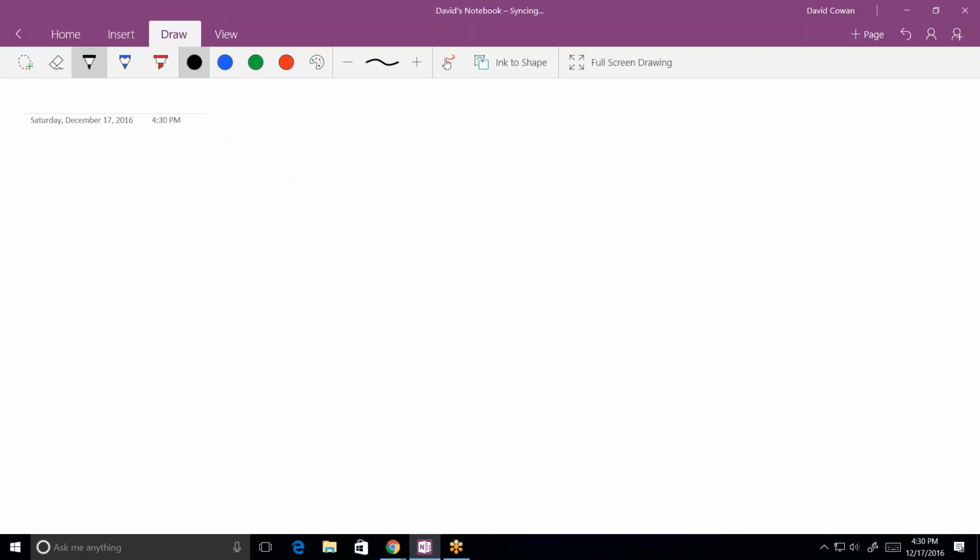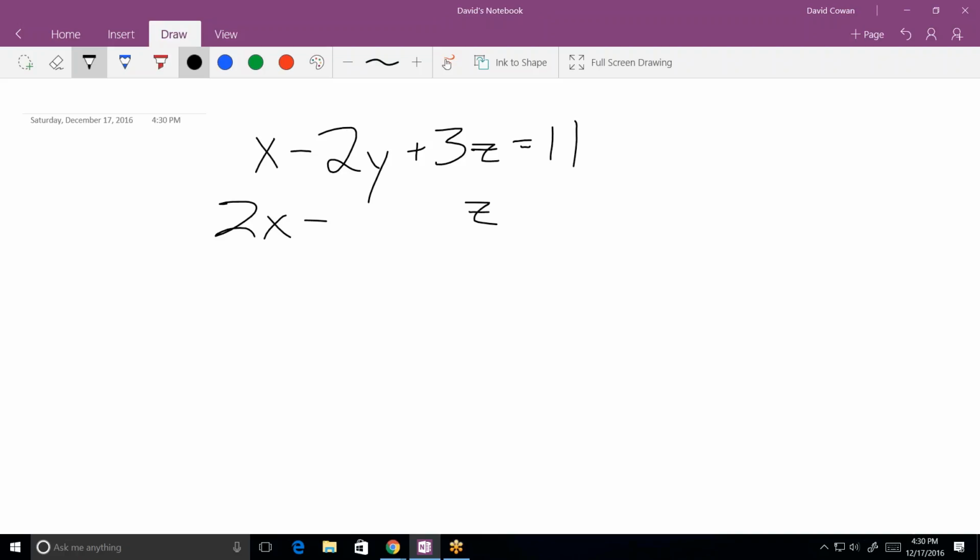Okay, the next problem is solving a system by method of elimination. So it is x minus 2y plus 3z equals 11. And then the next one is 2x minus z equals 3. And the next one is 3y plus z equals -8.